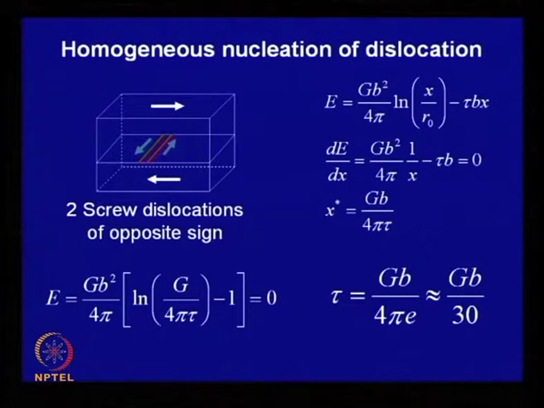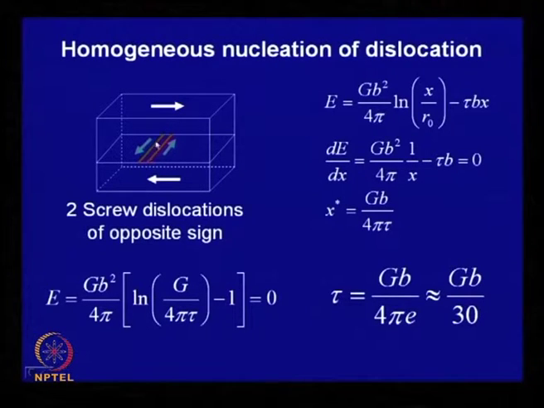how dislocations are generated within a crystal if the crystal is perfect. Suppose you imagine this is a perfect crystal with no dislocation, and to generate dislocations you apply a shear stress, which is shown. With the application of the shear stress, imagine that two screw dislocations of opposite sense are created. This is the positive direction here, and this is the positive direction for the other one, and they are separated by a small distance x.